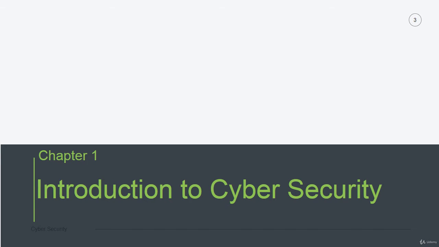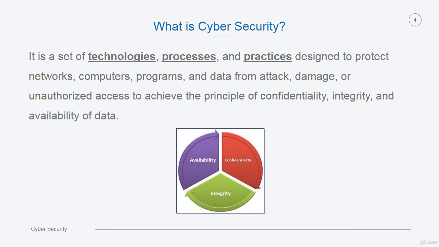Welcome to chapter 1, which is the introduction to cybersecurity. Let us start by breaking down the concept of cybersecurity, which is actually a set of technologies, processes, and practices, all designed to protect computer assets like networks, computers, programs, and data from being attacked or damaged or even unauthorized access, all to achieve the principle of confidentiality, integrity, and availability of data, which we call the CIA triangle.